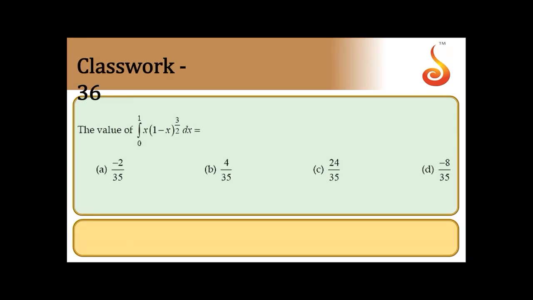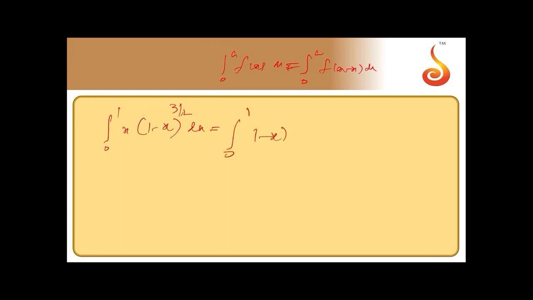Coming to the next one, 0 to 1 x into 1 minus x to the power of 3 by 2 dx. That can be solved using the property that integration 0 to a of f of x dx is the same as integration 0 to a of f of a minus x dx. By using this concept, I say integration 0 to 1, this is 1 minus x multiplied by x power 3 by 2 dx. And you'll be getting x power 3 by 2 minus x power 5 by 2, of course integral 0 to 1 dx.